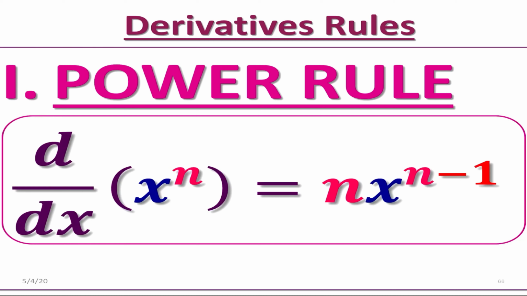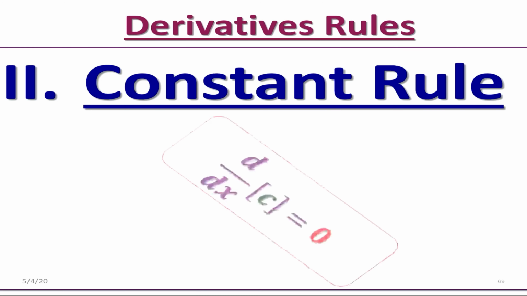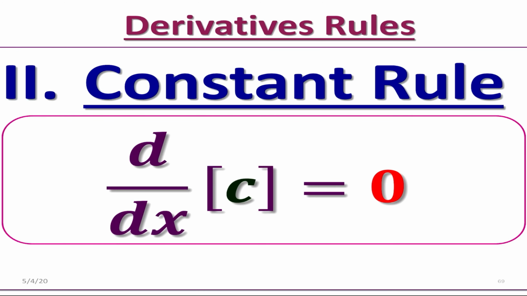Now, the first one is the power rule, and all it says is, if you have a power of x, let's say x to the nth, all you want to do is bring this power in front of your term and reduce your power by 1, so knock your power down by 1. Your new power becomes n minus 1.